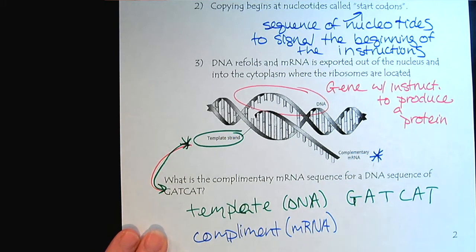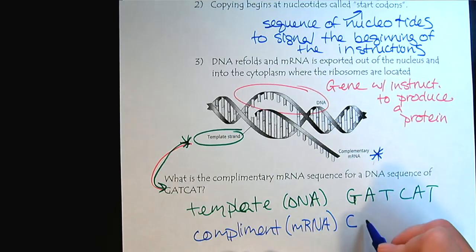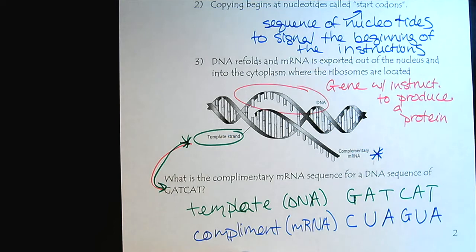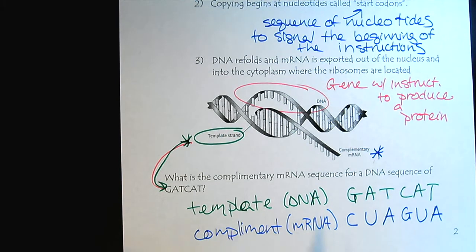So this is where we have to think about what's the same and what's different about the nitrogenous bases. For the G, everything's the same. Cytosine matches guanine, but on RNA there is no thymine, so we would use a U for uracil: adenine, guanine, uracil, adenine. So you want to be able to match the bases up between the template from the DNA and the complement on the messenger RNA.